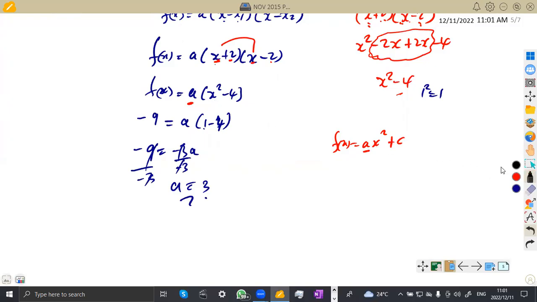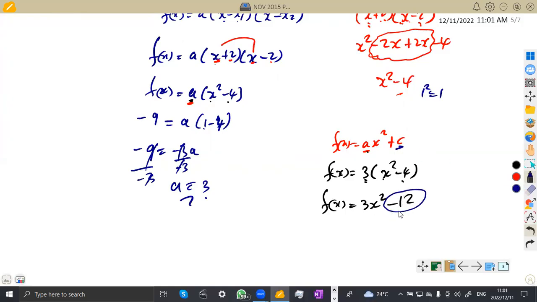So we can rewrite so that we can find our c. So our f of x is going to be a here, which is 3. So it's 3 into x squared minus 4. So f of x can be given as 3 times x squared, which is 3x squared. 3 times minus 4, that's minus 12. So if we write in this form, we can see that our c here is equivalent to negative 12. So c is equal to minus 12.